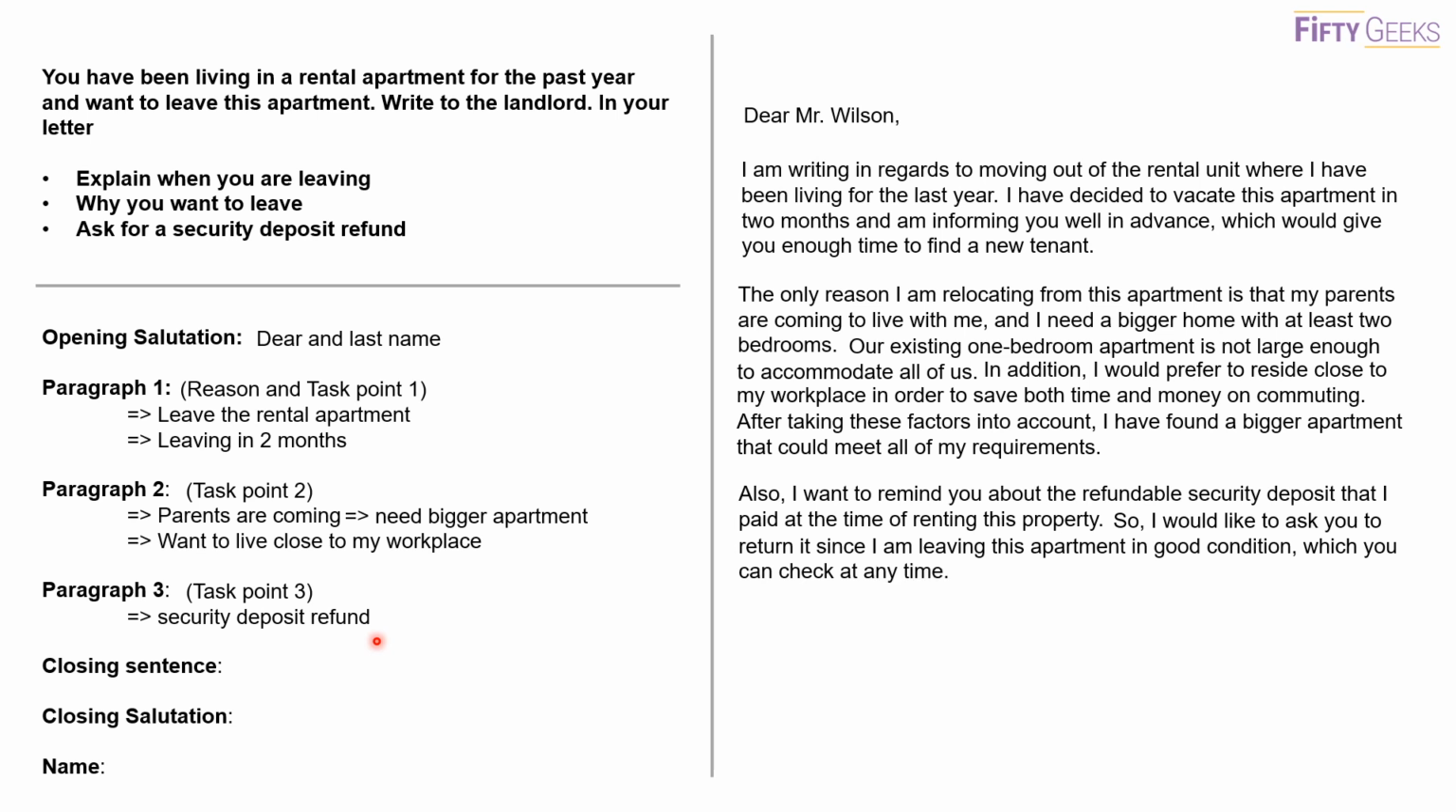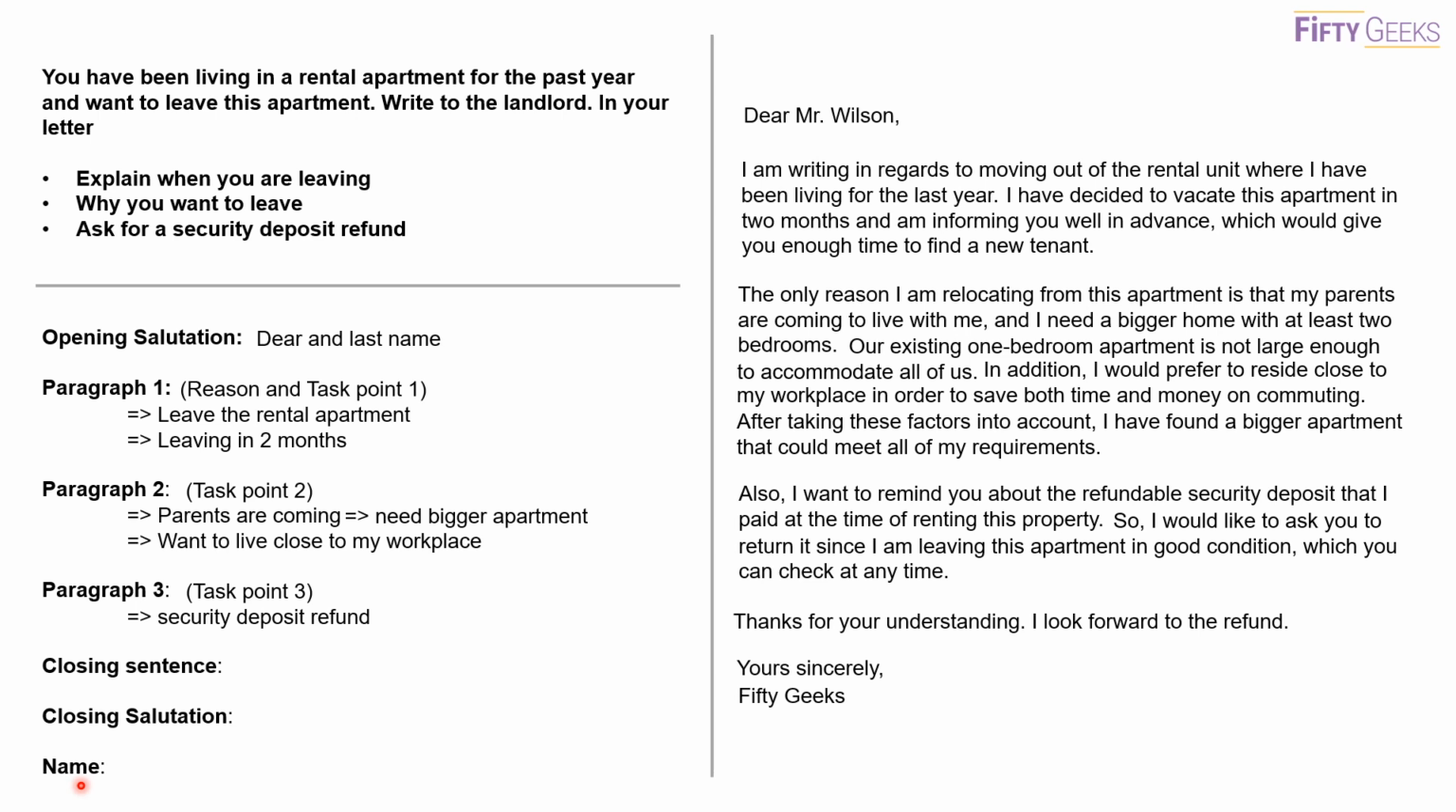After that, we will write a formal closing sentence to indicate we need a response back for this letter. We can simply write, thanks for your understanding. I look forward to the refund. After the closing sentence, we will write the closing salutation, that is, Yours sincerely. And finally, I will write the full name, 50 Geeks. Here you can write your full name or any other name, it really doesn't matter.